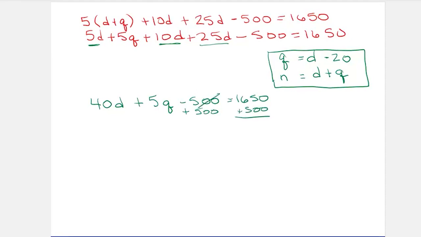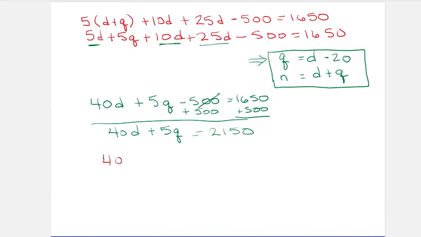We're going to make things look even better. So I have 40D plus 5Q is equal to 2,150. We're getting close, but again, I need Q in terms of D. But don't forget, I have this equation. So I can now say, here, I'll change back to red, 40D plus 5 times Q, well, Q equals D minus 20, is equal to 2150.